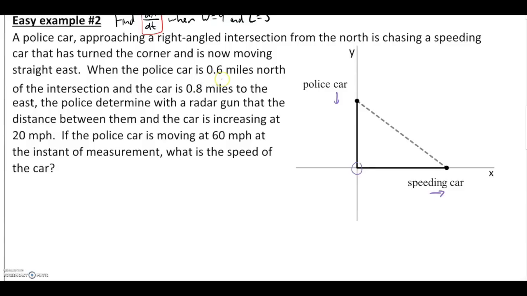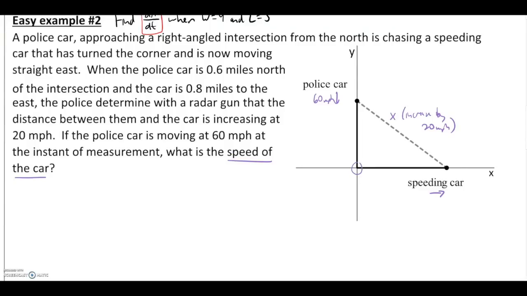When the police car is 0.6 miles north of the intersection, and the car is 0.8 miles to the east, the police use a radar gun and figure out that the distance between them, which is this distance here, call it x, is increasing at 20 miles per hour. So we'll note that in the diagram. If the police car is moving at 60 miles per hour, at the instant he's measuring the rate of change for the distance between them, we want to know what is the speed of the other car.